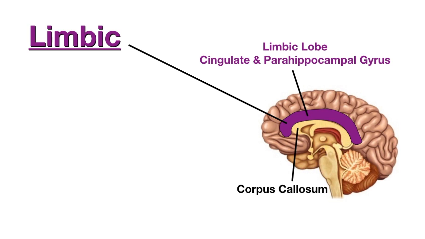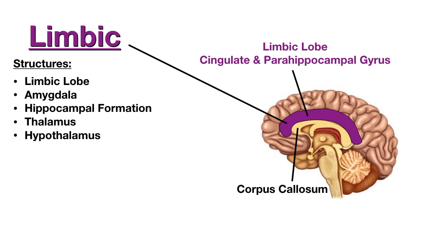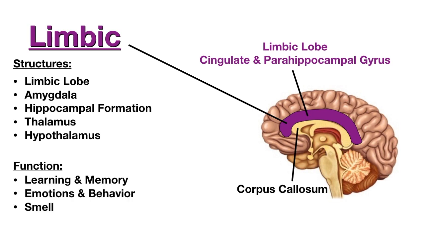The main components of the limbic lobe include the cingulate and perihippocampal gyrus. Again, the limbic lobe is just one structure of many that make up the limbic system that we'll talk about in a different video. And these include the limbic lobe, amygdala, hippocampal formation, thalamus, and hypothalamus. The primary functions of the limbic system include learning and memory, emotions and behavior, and smell.